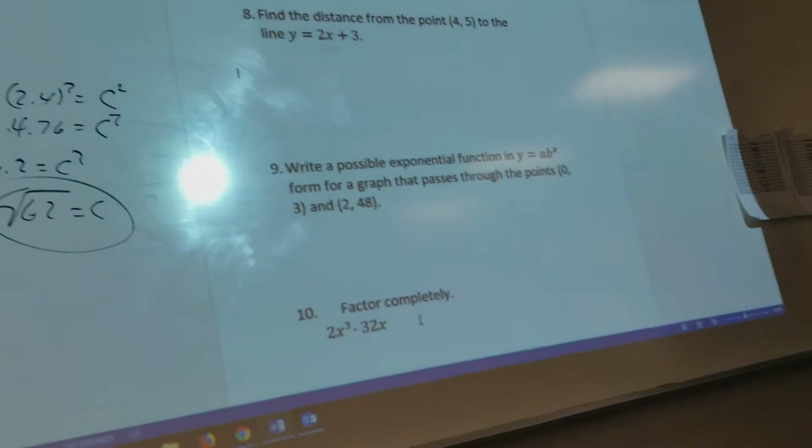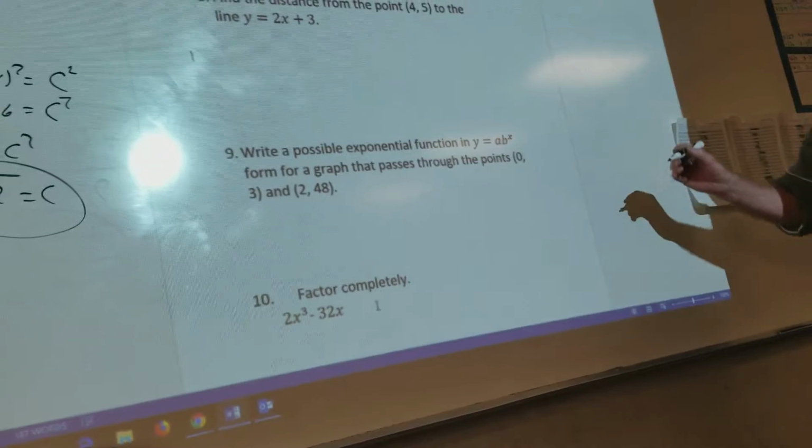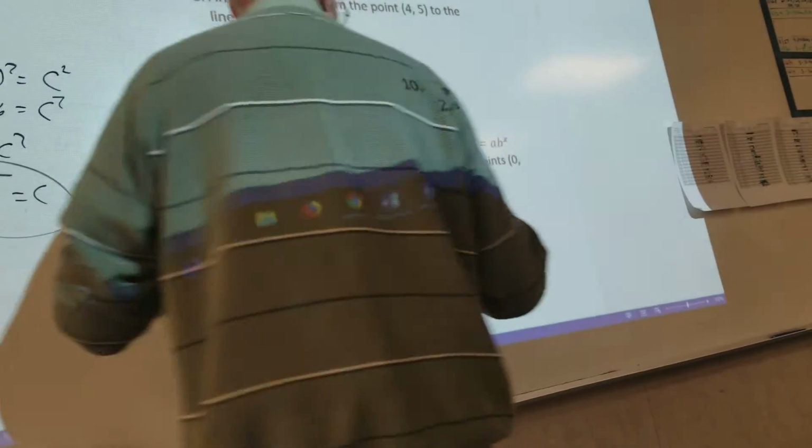I think we've had this problem now on 2 quizzes, a couple of assignments. Okay, write a possible exponential function. I'll leave that over there for a few minutes. A possible exponential function for y equals a b to the x.